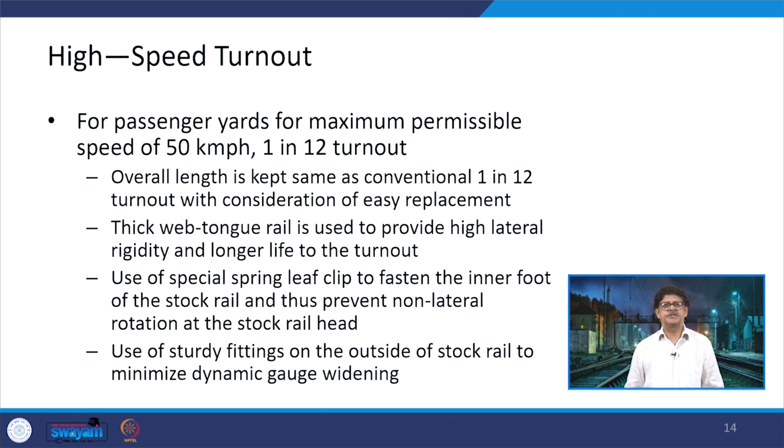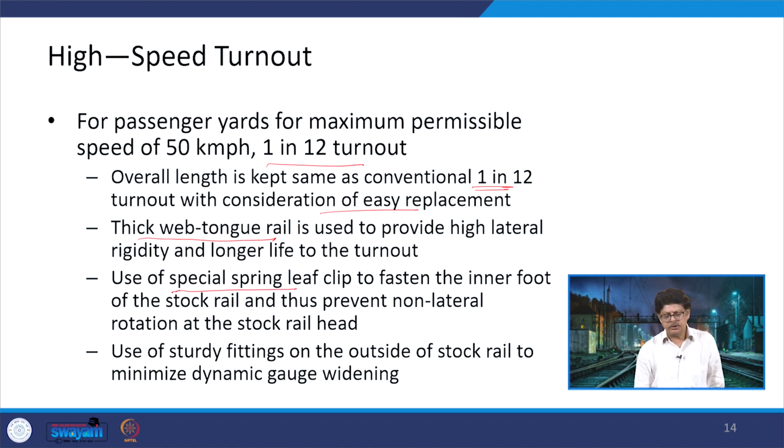Now, say for passenger yards with the maximum permissible speed of 50 kilometers per hour and the turnout is 1 in 12, what are the things which are there? The overall length is kept same as the conventional 1 in 12 turnout with consideration of easy replacement. So, the length is not being changed here. The thick web tongue rail is used to provide high lateral rigidity and longer life to the turnout, because the speeds are increasing. Therefore, the dynamic effect of the speed will come in terms of the lateral forces.